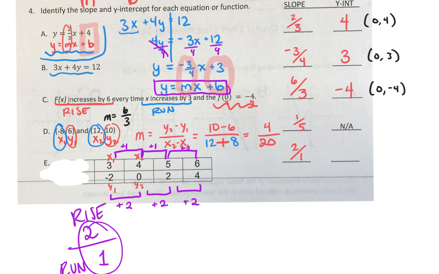All right, so let's keep it going. 3, 2, 1, 0. So we're going to keep this table going until the x values get to 0. I've got to keep that pattern going.